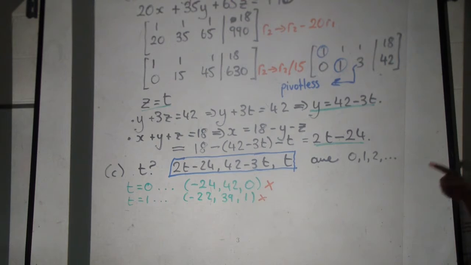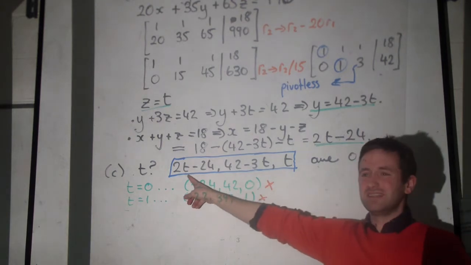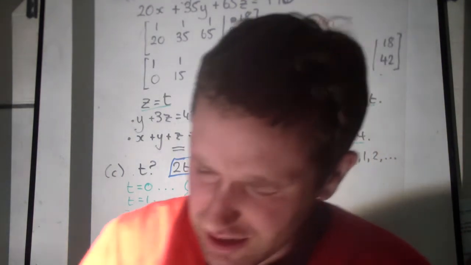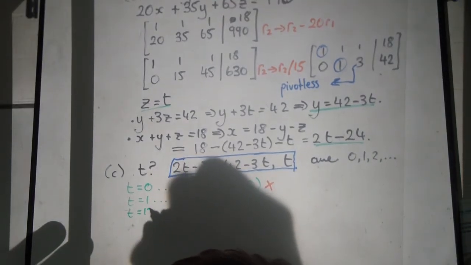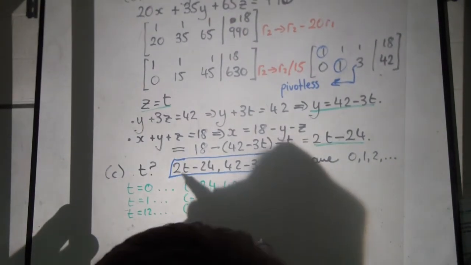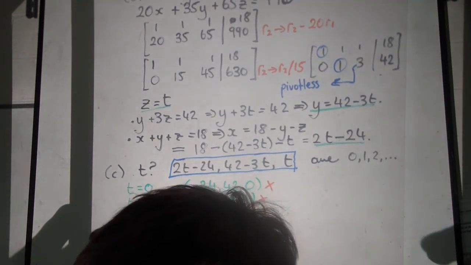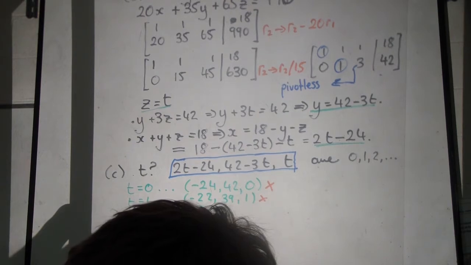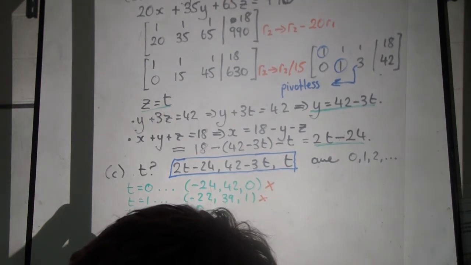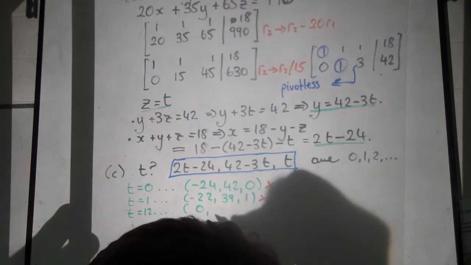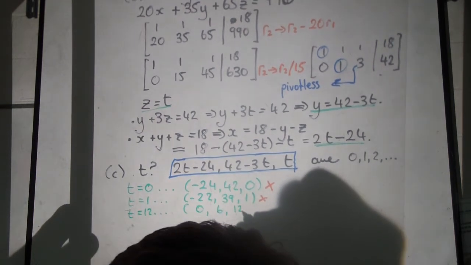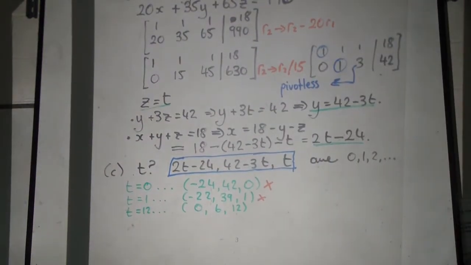Clearly I need t to be at least 12. Look, I need t to be at least 12. So you try t equal to 12. And you get 2 by 12, 24 minus 24 is 0. That's okay. 42 minus 3 times 12, that's 42 minus 36, which is 6. And then t itself is 12. So you can have 6 35-seaters and 12 big ones.